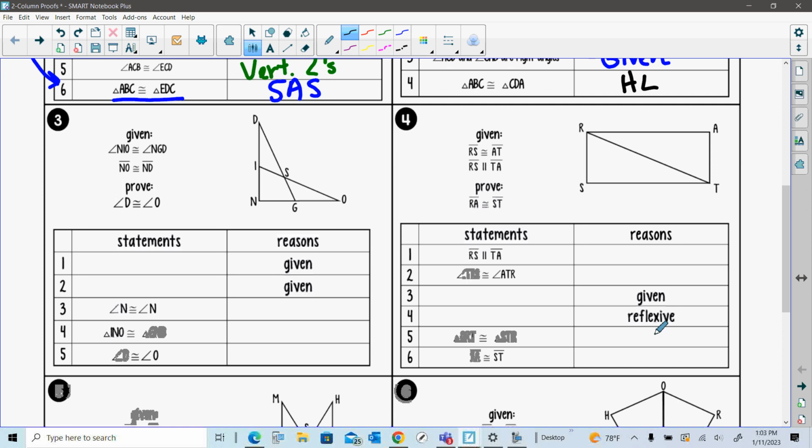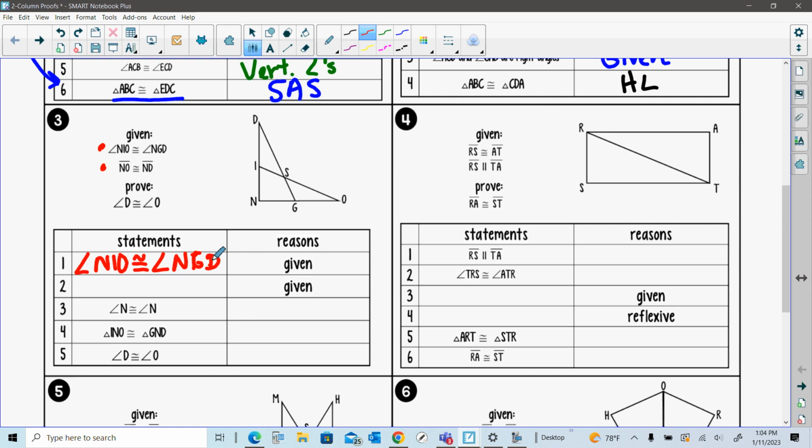All right, let's look at 3. First 2 lines say given right there already. So I just need to copy what they gave us. They gave us angle NIO is congruent to angle NGD. Now, if they state it, you still need to mark the given on the diagram.